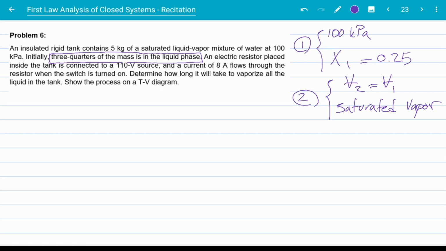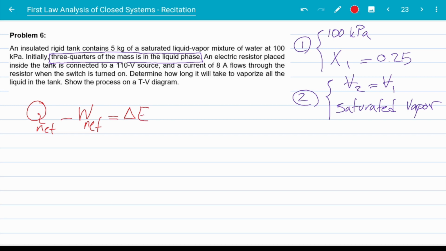Now, this problem is a bit different from the problems that we dealt with so far. We are talking about some sort of energy interaction in the form of electric power or electric energy coming inside the system. This gives you a clue that we need to analyze this problem using the first law equation. So let's do that. We know that the net heat minus the net work is the change of energy of the system.